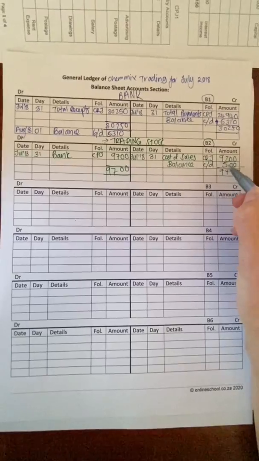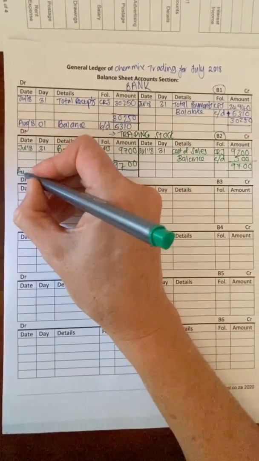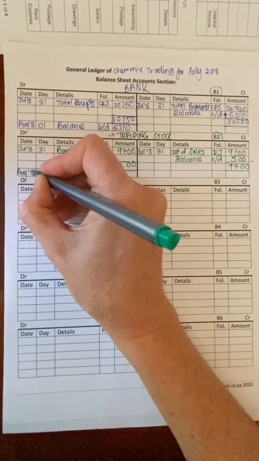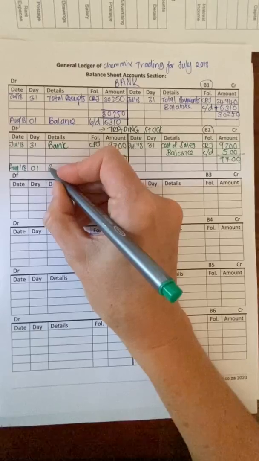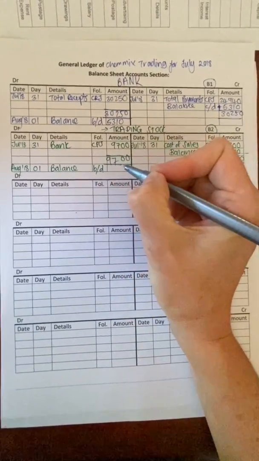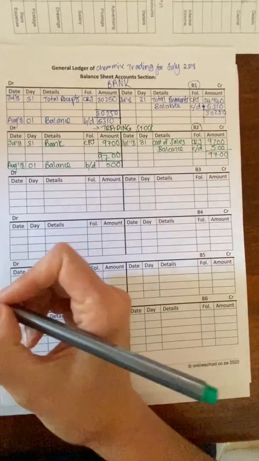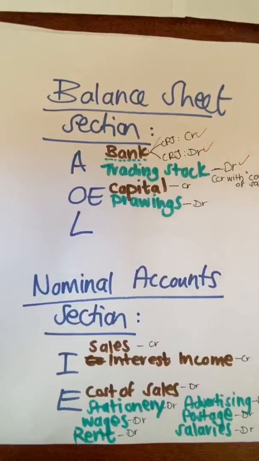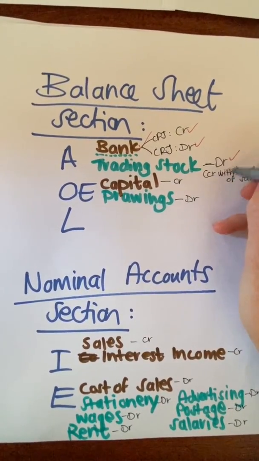I must then, what I've done to the credit side, come across and do on the debit side. But now I'm not going to record this in July. I'm going to record this on the first day of the next month, because this is my opening balance, which is known as my balance brought down. And I put in the same amount that was there on the credit side of 500 Rand. So now we're finished with the trading stock account.